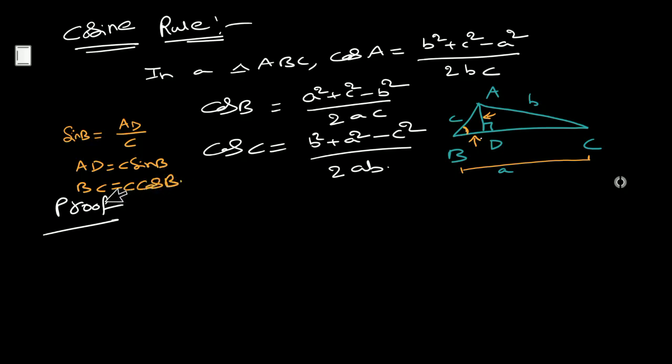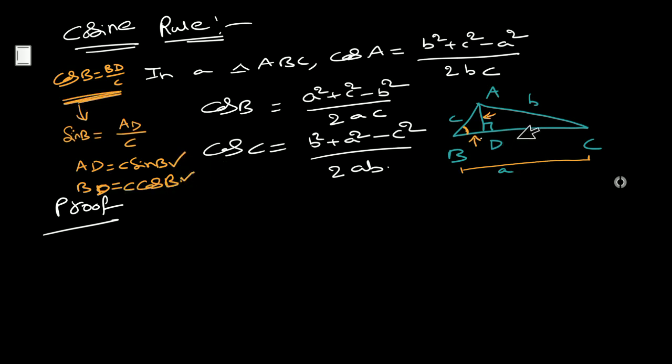I think you are following. BD will be C cos B. That is the BD length. How do we get this BD? In the same triangle ADB, like we have done here, you have to consider cos B. If you consider cos B, it will be adjacent divided by hypotenuse. So clearly BD will be C cos B, like that I have written. That you need to understand.